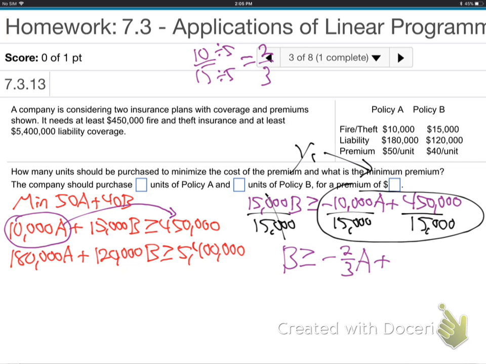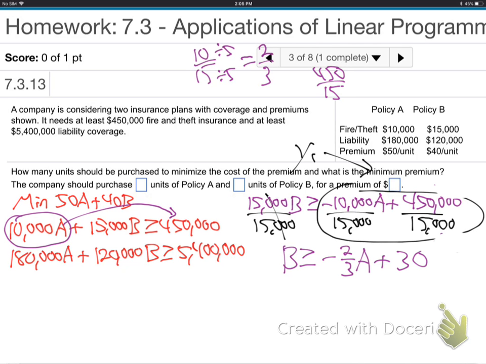And then this other one, what is it? Well, you divide by 15,000. Cut out the zeros, it's going to be 450 over 15. Is it just 30? Yeah, it's just 30.